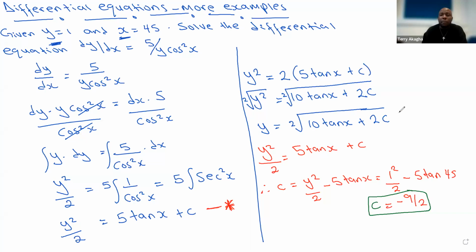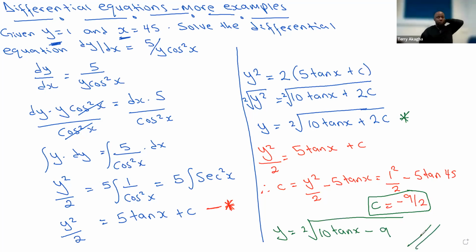So I can put it back into this equation now to get the real equation. y will be equal to the square root of 10 tan x plus 2 into brackets minus 9 over 2. So this will cancel this, and it's left with minus 9. So I can clean all this and say the answer will be equal to the square root of 10 tan x minus 9. That will be the answer for that.